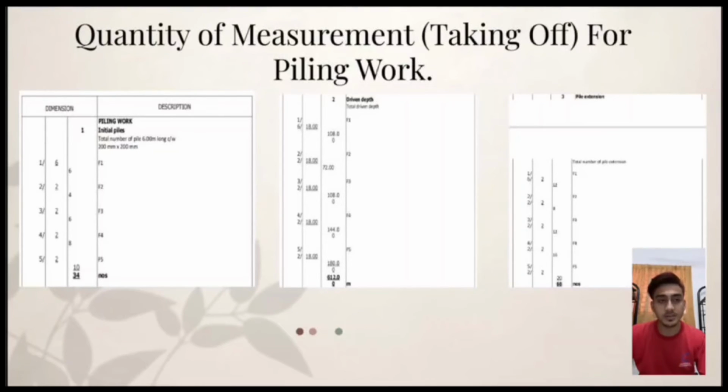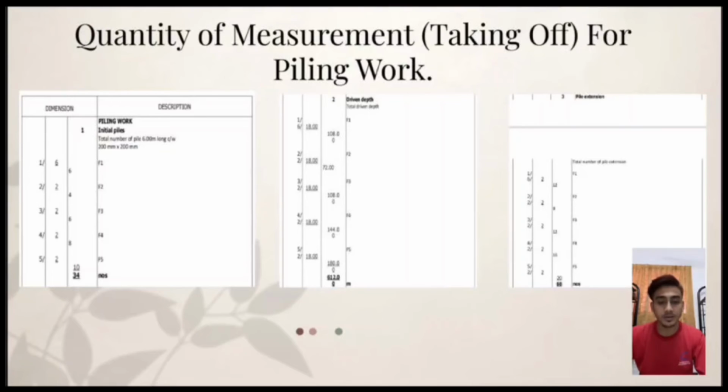As we can see, the first one is initial pile. The piles are 6 meter long and the area is 200 mm times 200 mm. For the initial pile, we calculated and we get 34 nos.